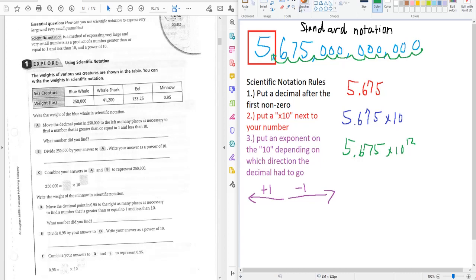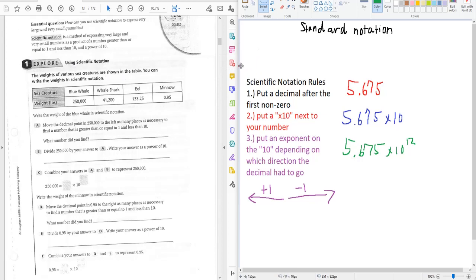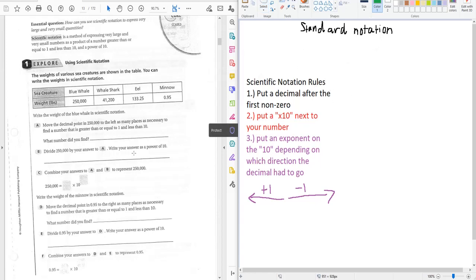All right? So let's try another problem. Let me get rid of this. Okay. So here we go. Let's try 0.95. Right? 0.95. So first step, we're going to put a decimal after the first non-zero. So here the first non-zero is 9. That's our first non-zero. So 9.5.